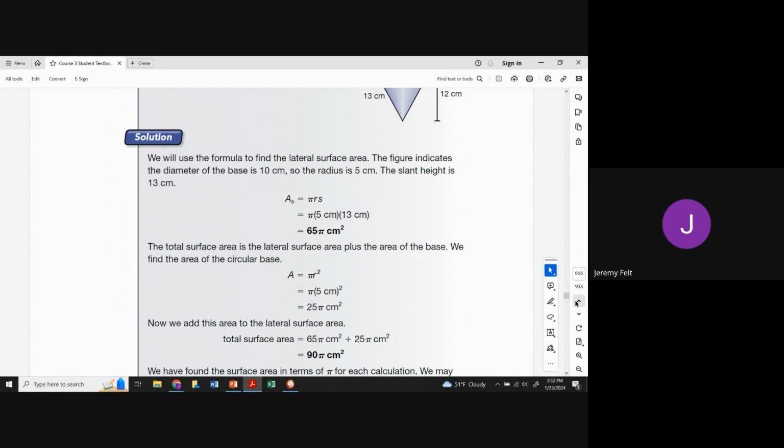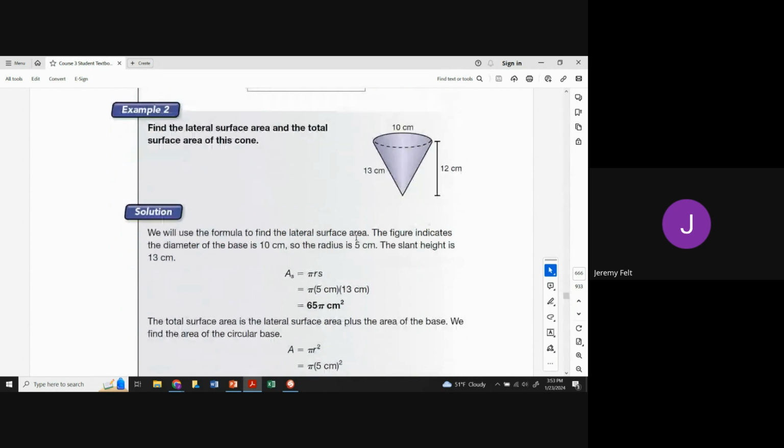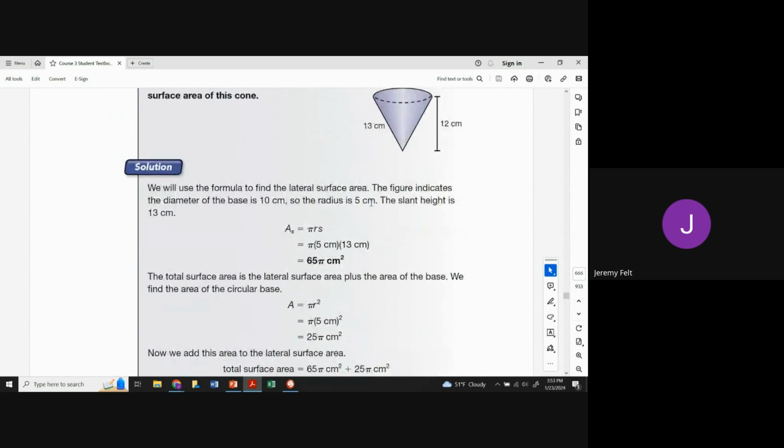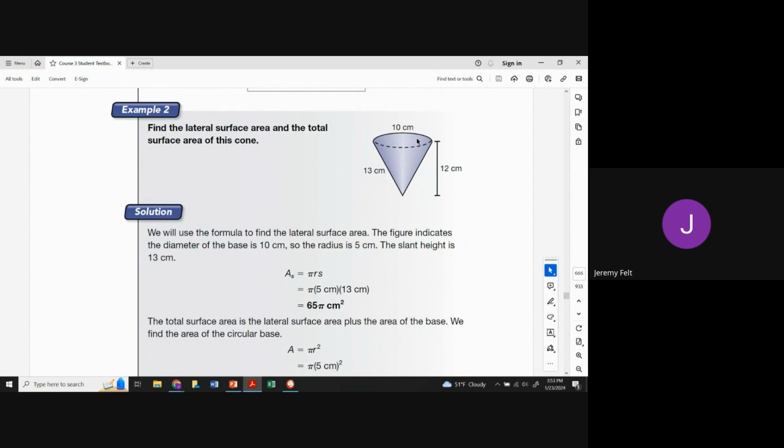So if you use 3.14, I got 204.1. 65 times pi is 204.2035225, and continuing on. They didn't tell us to leave it in terms of pi, so if you did either one, that's fine. We were given the slant height, the height, and then the diameter. So the radius is 5. And they didn't do a very good job of indicating. They just have this number up here. It doesn't really tell us what that is, but assume it's the diameter.